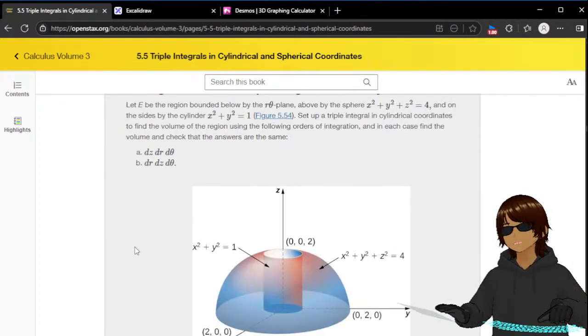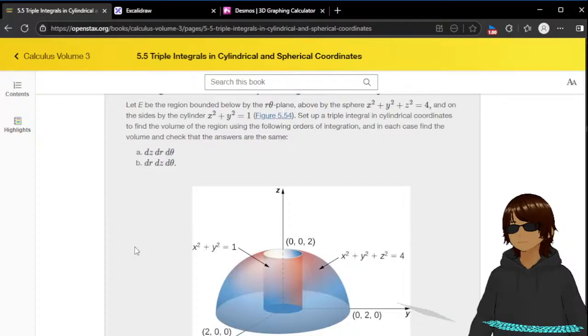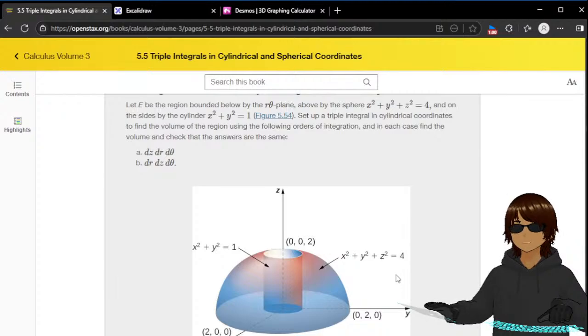Set up a triple integral in cylindrical coordinates to find the volume of the region using the following orders of integration, and in each case, find the volume and check that the answers are the same. dz dr d theta, dr dz d theta. So dz, you make z the subject over here.